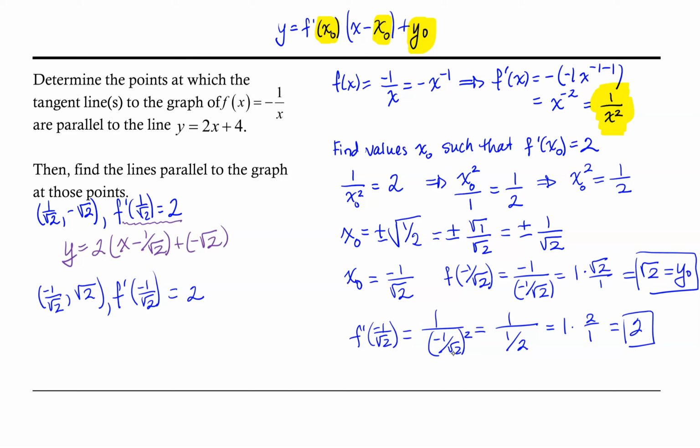Our second tangent line, so y equals, again, the slope of the tangent line is our derivative at negative 1 over square root of 2. So that's 2 times x minus my known x value, so negative 1 over square root of 2, plus my known y value, square root of 2. And again, you can go ahead and multiply that out. There's really no need to. Those are perfectly fine answers.